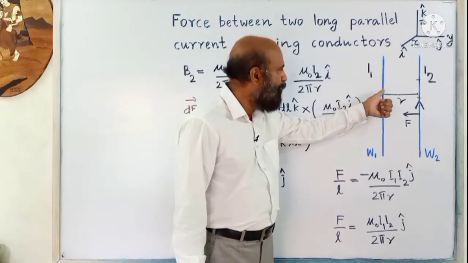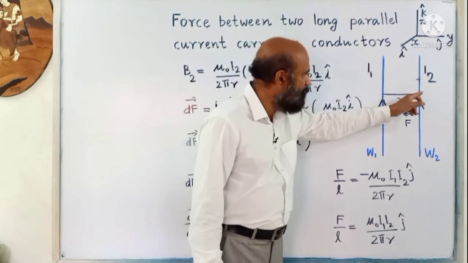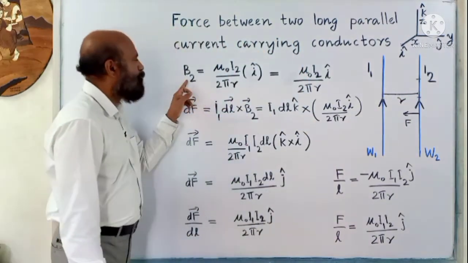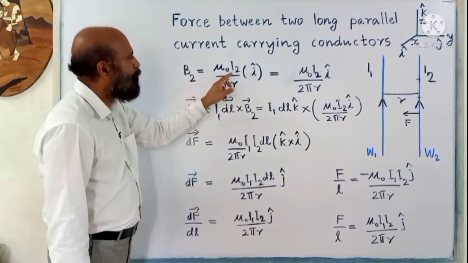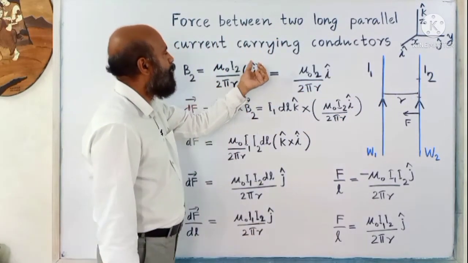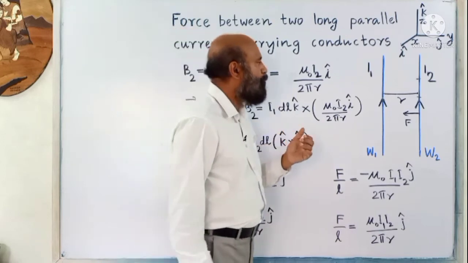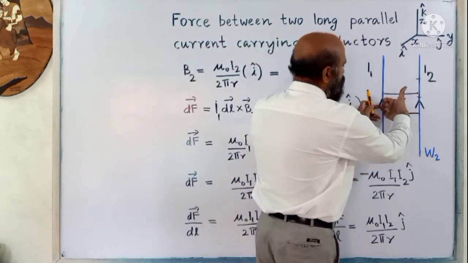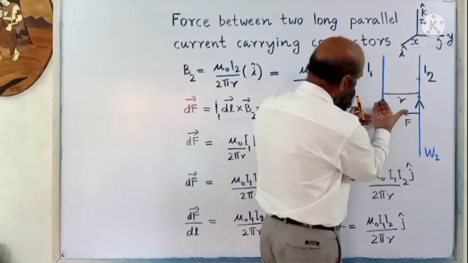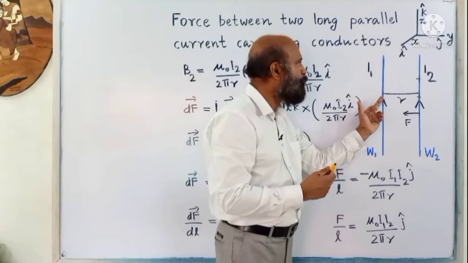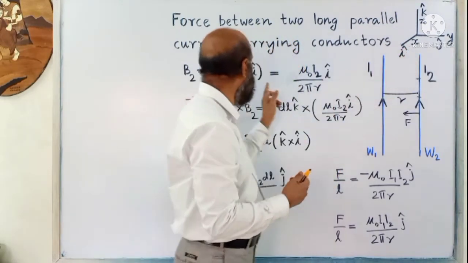For that, we have to get the magnetic field here because of this current. So the field here because of the current in this conductor, B2, is mu 0 I2 divided by 2 pi r I cap, because here the current is in the upward direction. See, here the fingers are outward, so the magnetic field will be directed outward. That means the positive x-axis, so I cap.